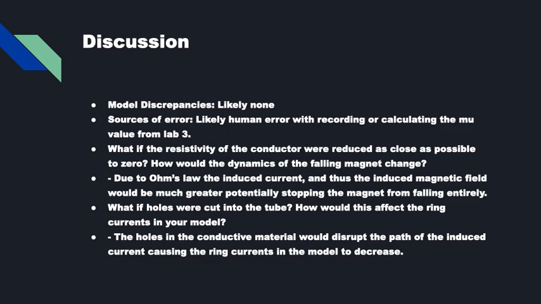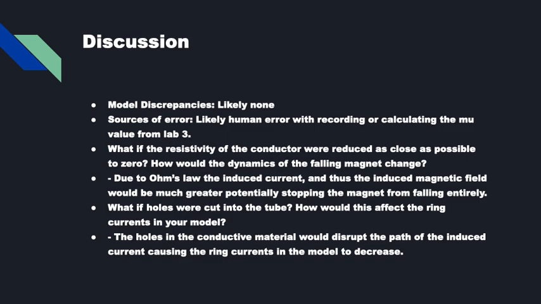For the discussion, there were likely no model discrepancies. The sources of error were human error in recording or calculating the mu value from lab 3. Then the discussion questions: what if the resistivity of the conductor were reduced as close as possible to 0? How would the dynamics of the falling magnet change?